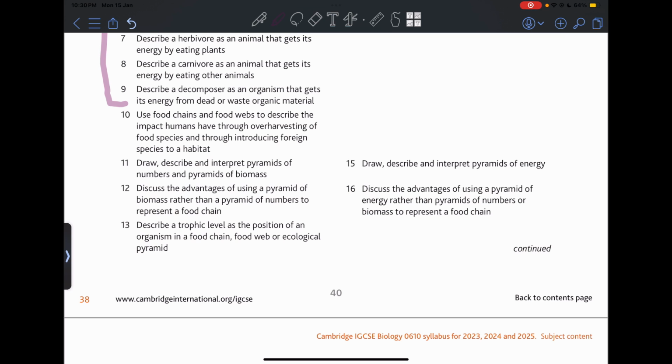Draw, describe, and interpret pyramids of numbers and pyramids of biomass.